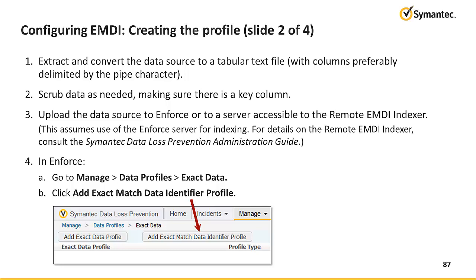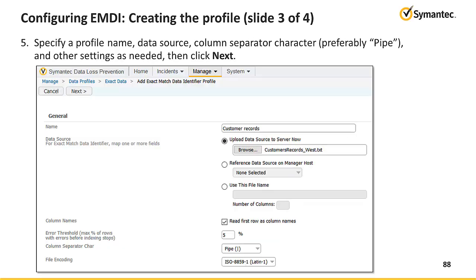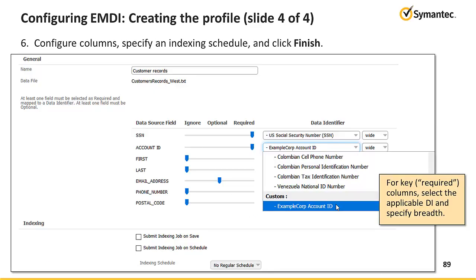Fourth, in the Enforce Administration Console UI, go to Manage, Data Profiles, Exact Data, and then click Add Exact Match Data Identifier Profile. Fifth, specify a profile name, data source, column separator character, and other settings as shown here. Then click Next. Next, classify each column, set an indexing schedule, and save the EMDI profile.